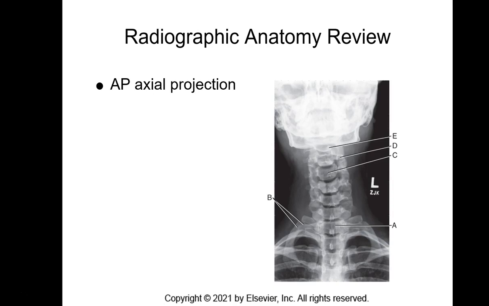D is pointing to the articular pillar of C3. So let's point that out right here. Remember, the articular pillar is that chunk of bone in between the superior articular process and the inferior articular process. And remember, on C1, that's called a lateral mass. And then E is pointing to the spinous process of C2, so we're seeing it through the vertebral body.